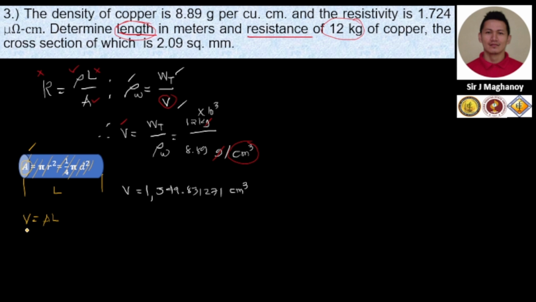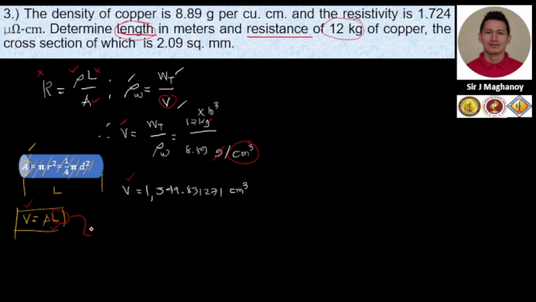We can do this since we have copper. It's not defined if it is a conductor, but looking at the parameters, the resistivity, it shows that the problem is describing a conductor. So we can use a cylindrical shape. Let's check our availability of data. Do we have a value for our volume? Yes, we just solved it. How about the cross-sectional area? Yes, it is given. So we can determine the length now.